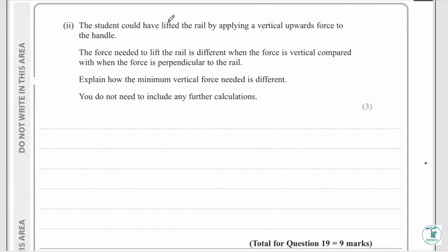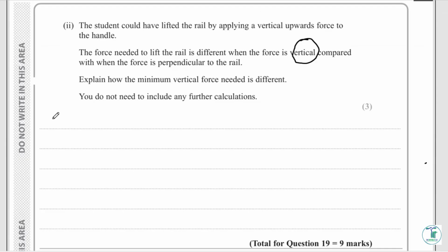Now you've got this second question, and in the second question, the student could have lifted the rail by applying a vertical upward force to the handle. The force needed to lift the rail is different when the force is vertical compared with when it is not. For example, if you're going to apply the force vertically, the moment of the force should be less. And if the moment is less, the force needed should be greater, right? The force needed should be greater.